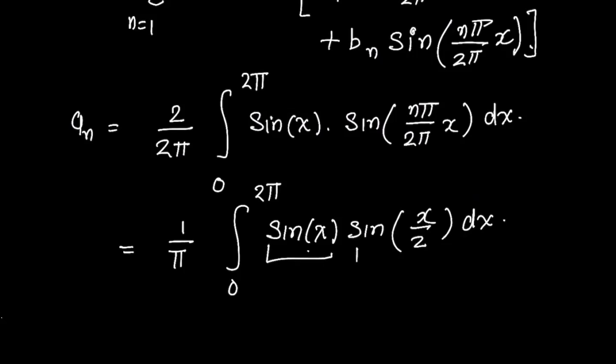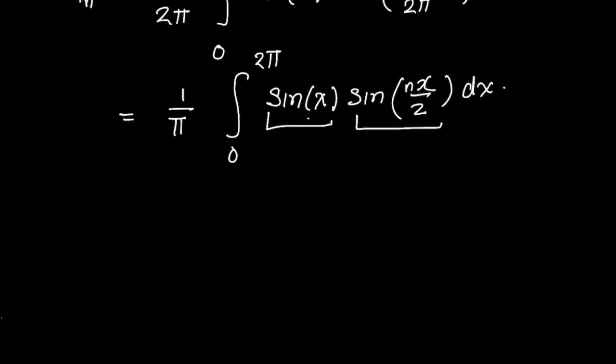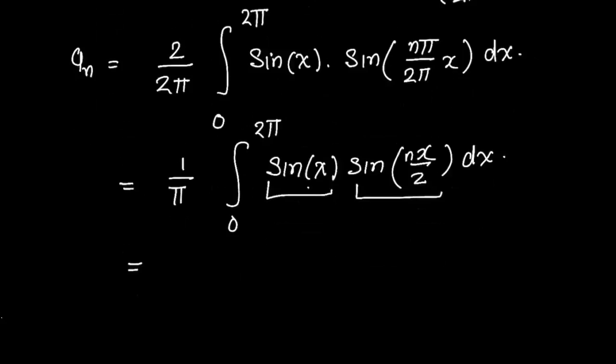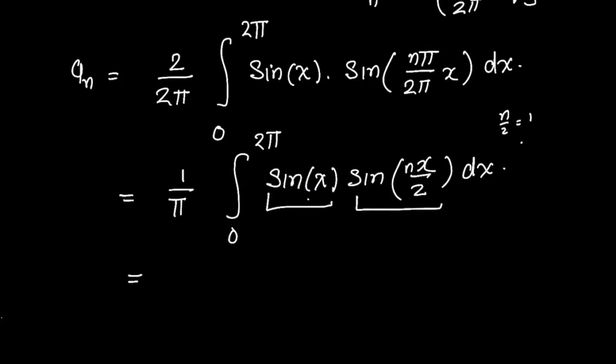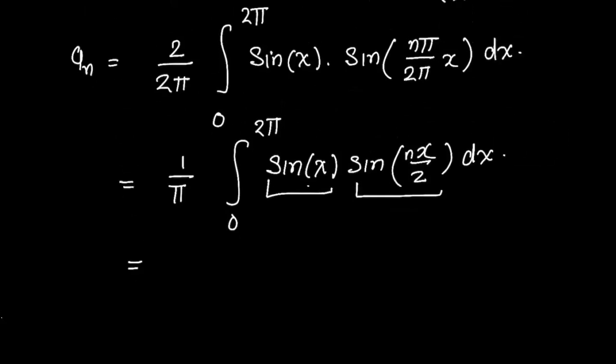Now you need to use this formula in order to calculate this integration. You need to use sine A times sine B in terms of what they call sine A plus B and sine A minus B. I will leave you to calculate the a_n's, because when you do the integration, I think the only term that is going to survive is when n is equal to 2. All the other terms might go to 0 because these sines are orthogonal to each other on 0 to 2 pi. But I will let you do this calculation.